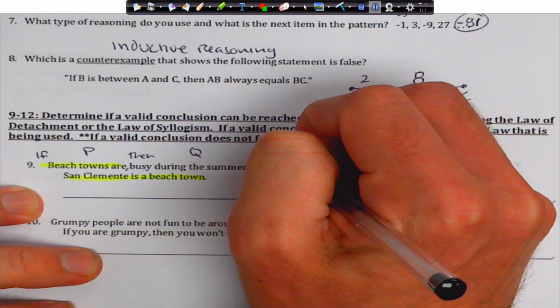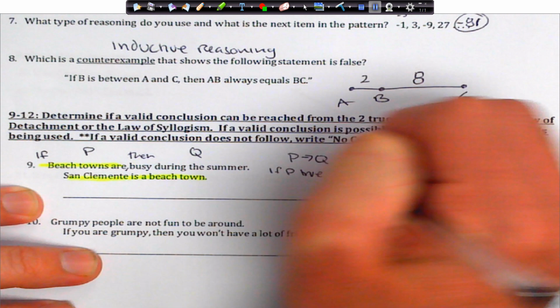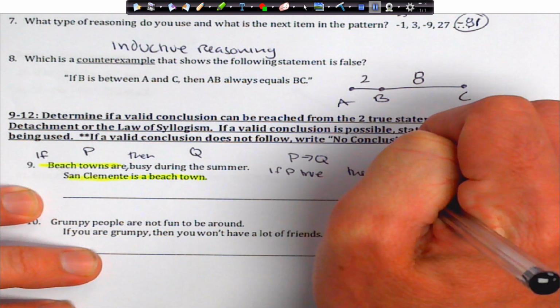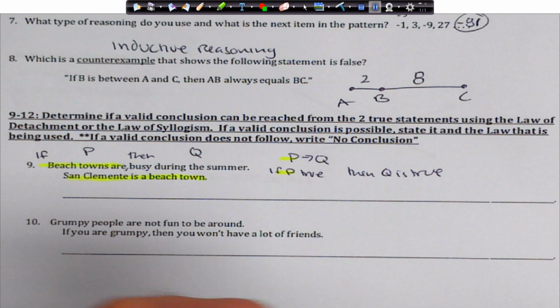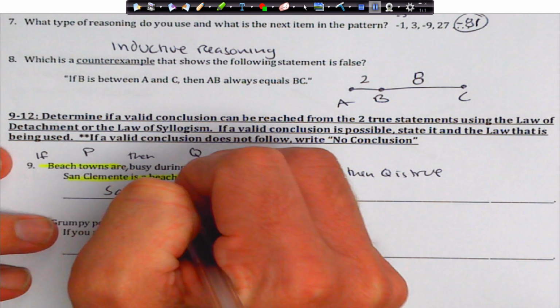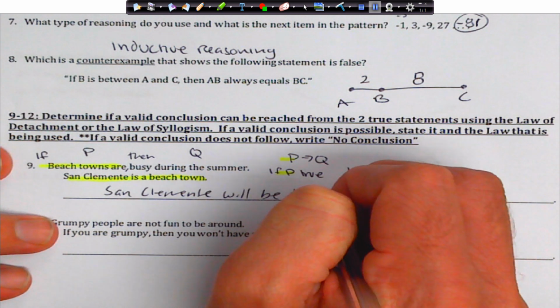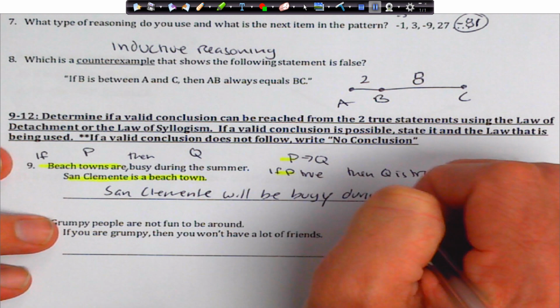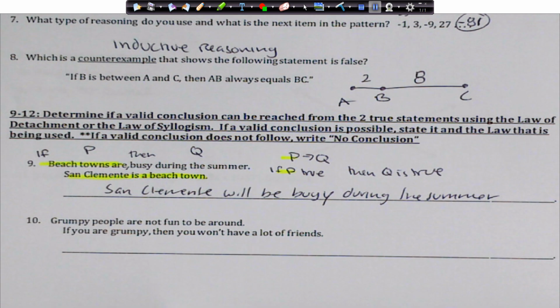And if that's true, then we can conclude the Q. So again, detachment was P, then Q. If P is true, then Q is true. And again, the key is to match those P's up. So what can we say? You can say San Clemente will be busy during the summer. On the Go Formative, if you're filling this out, don't worry if it marks you wrong, as long as you said something along those lines, you're fine.